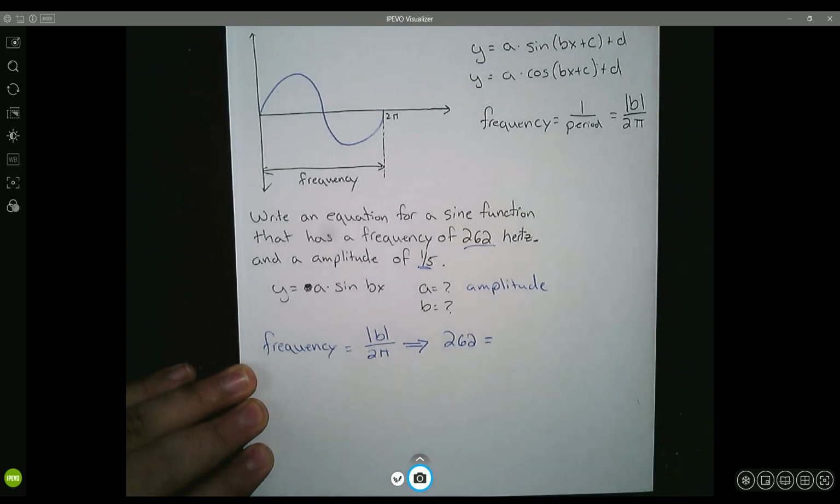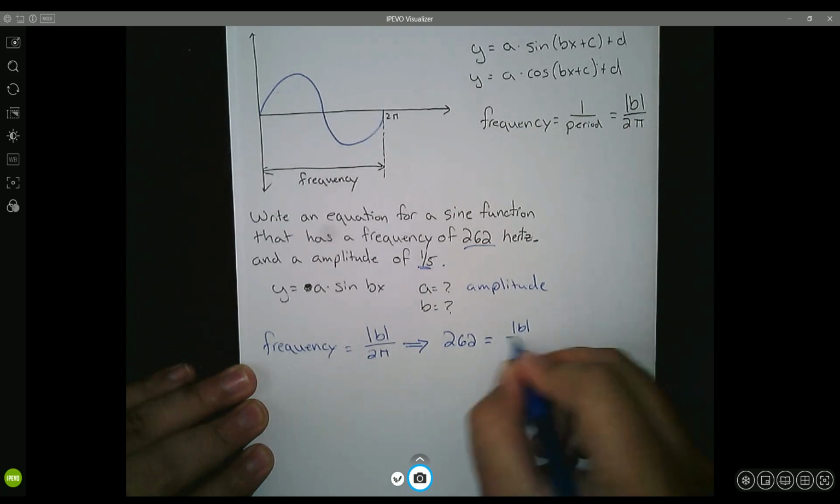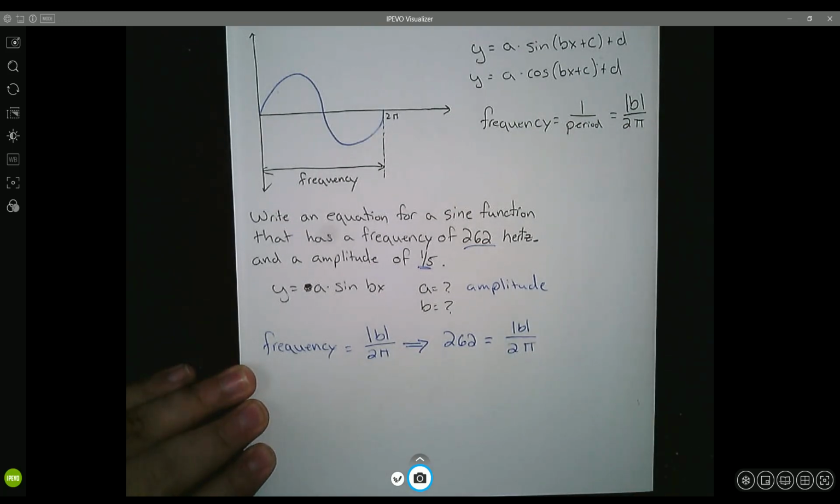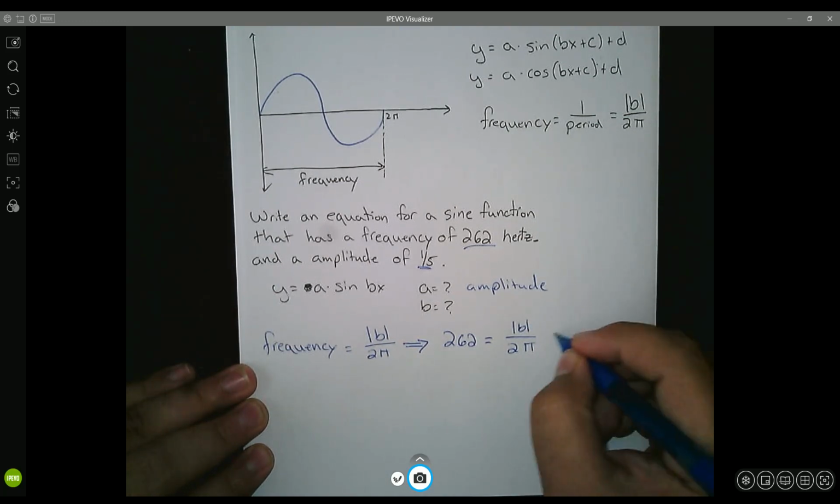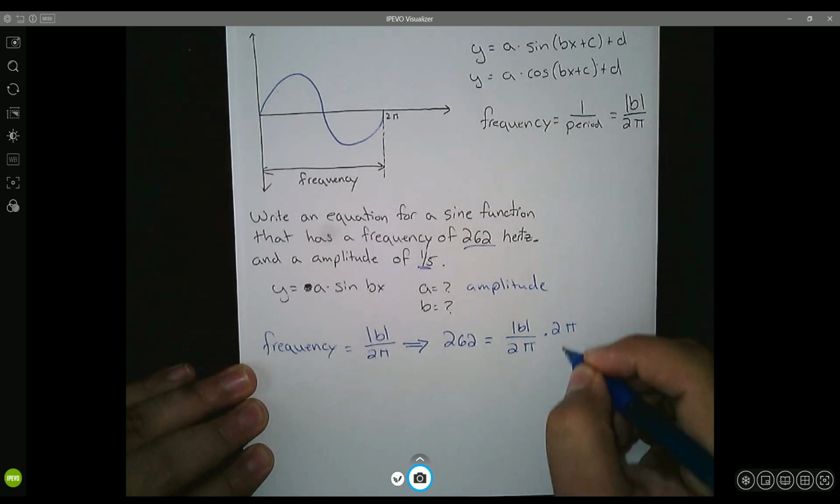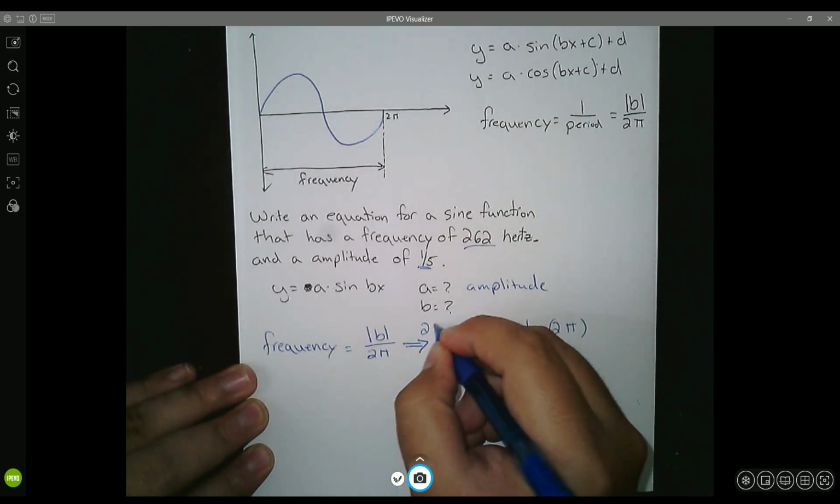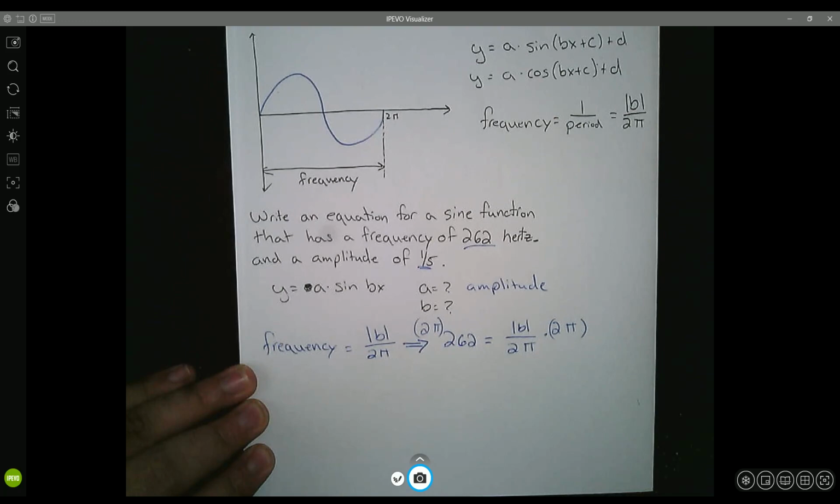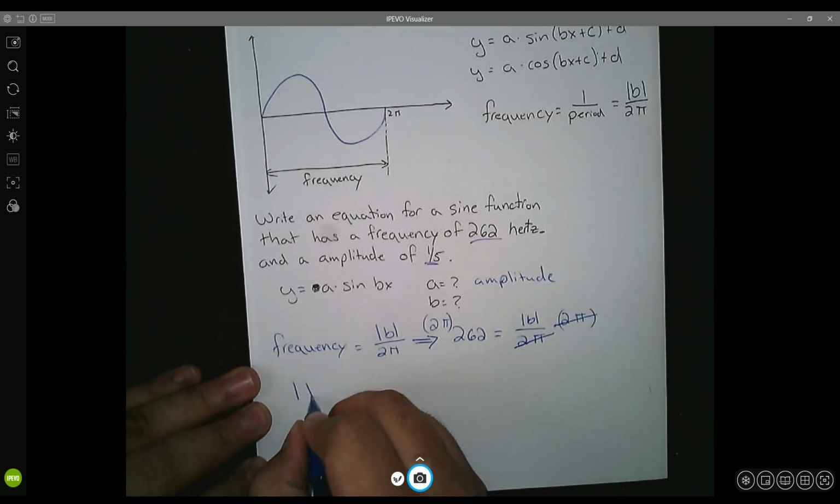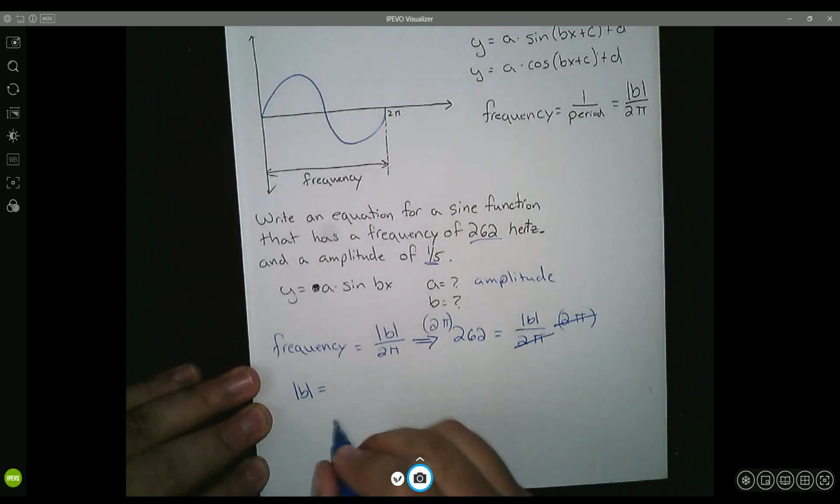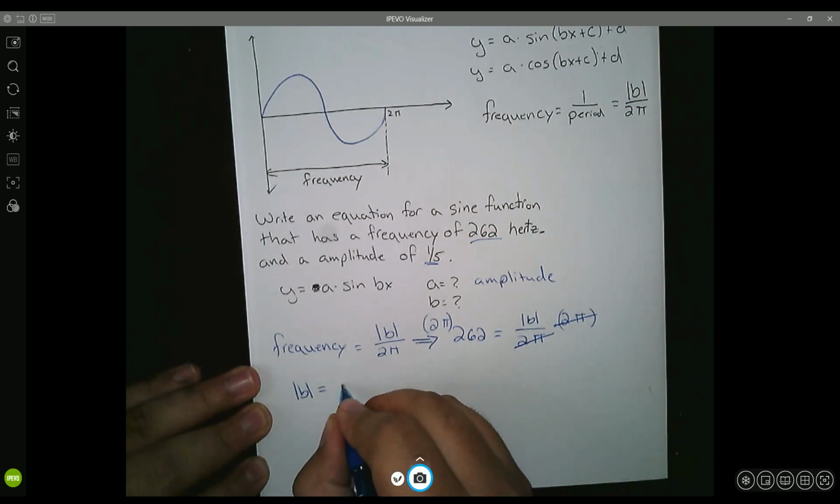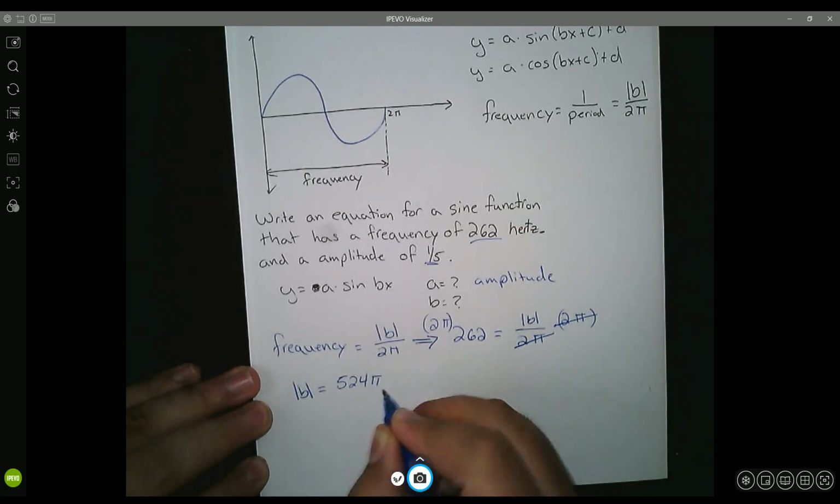262 is equal to the absolute value of b over 2 pi. Okay, so I want to solve for b. So I'm going to need to get rid of this 2 pi. I've got to get b by itself, so I'm going to multiply both sides by 2 pi. Doing that, those will cancel, and we're going to be left with, I'm going to rewrite, absolute value of b is equal to, and multiply these terms together, and we get 524 pi.